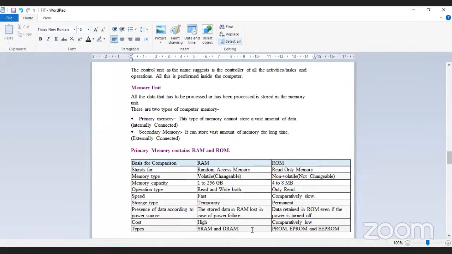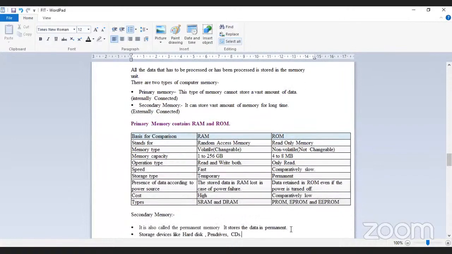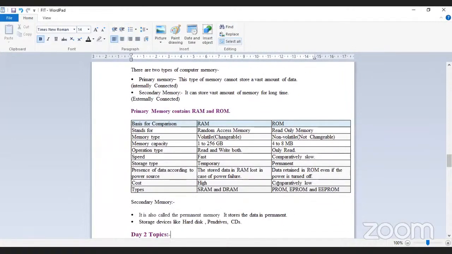Next, there are types of RAM available in the market right now. SRAM means static RAM, and DRAM means dynamic RAM. We just need to know the abbreviations. Next, PROM: P means programmable read-only memory. EPROM: E means erasable programmable read-only memory. EEPROM: electrically erasable programmable read-only memory. So these are some types of ROM.